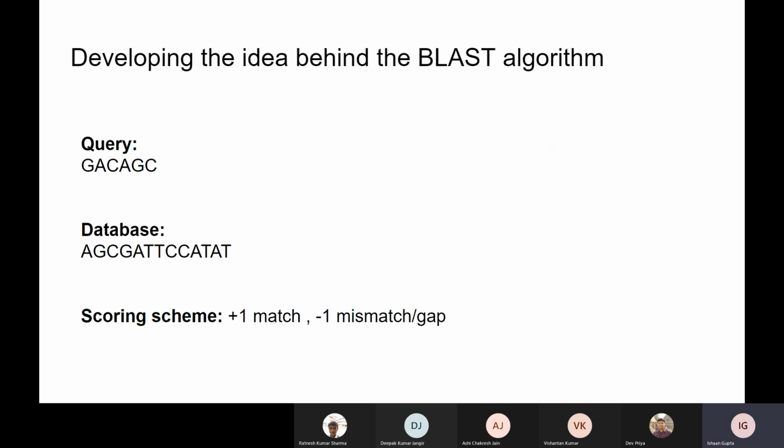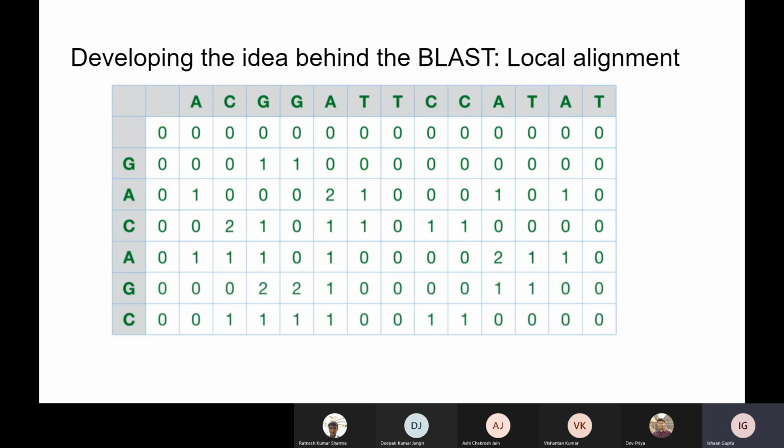Let us say you have a query given here. It's a dummy example, so this is a small query and you have a database. The query is 6 letters long and the database is, I think, about 13 letters long. And we have a scoring scheme. Whenever you see a match, it's a +1. Whenever you see a mismatch or a gap, it's a -1. Same thing that we've been doing.